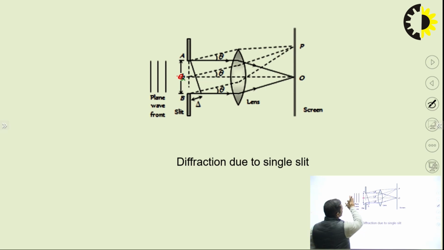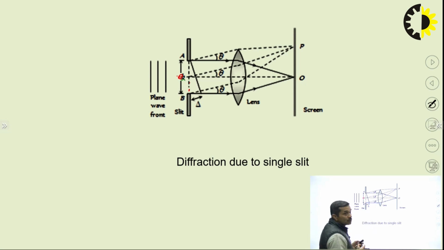Because this is Fraunhofer type of diffraction, light is coming from a long distance. That means the wave front incident on slit AB will be a plane wave front. According to Huygens wave theory, each point on this wave front will act like a secondary source of light. When this plane wave front reaches slit AB, each point acts like a secondary source, and when they pass out from this slit, they will interfere.